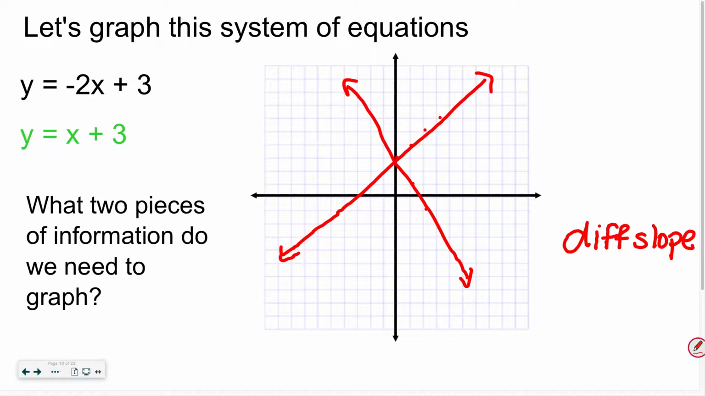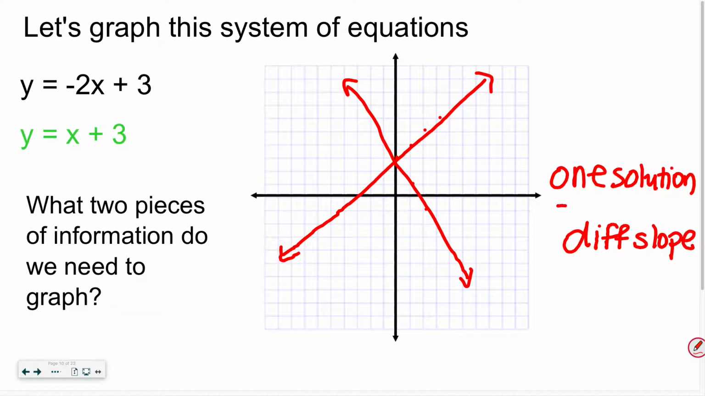Do they need to share a y-intercept for there to be a solution? Do they need to have the same y-intercept for there to be a solution? No. What's really telling us there is a solution? The fact that they have what? Different, I think Leo said, different slopes. That's key.